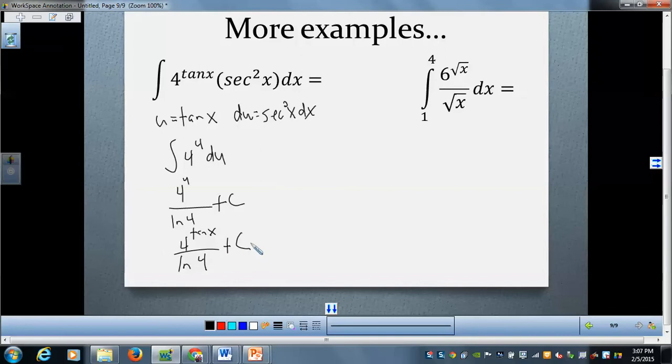So one final example. I want to give you at least one definite integral here for you to attempt. So go ahead and pause the video and see how you do on this guy, and then I'll come back and work it for you.